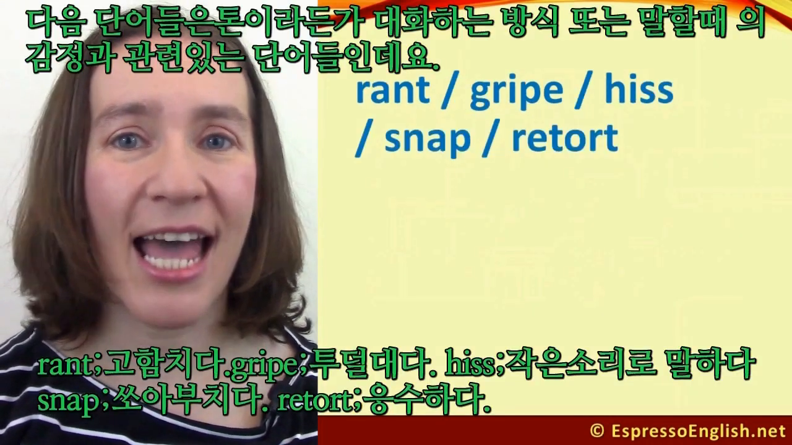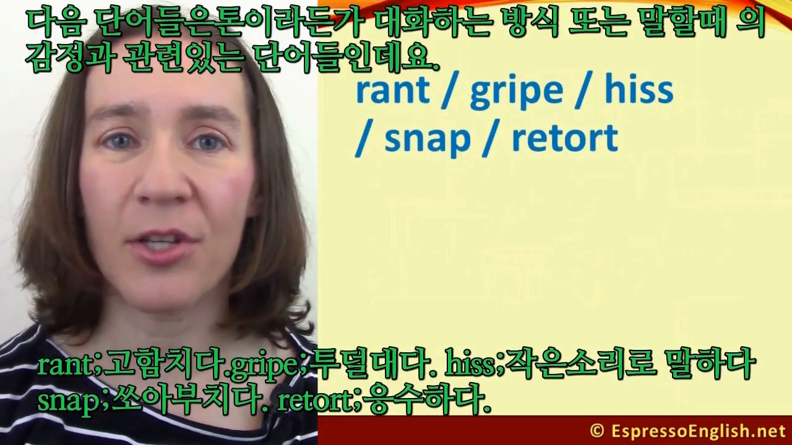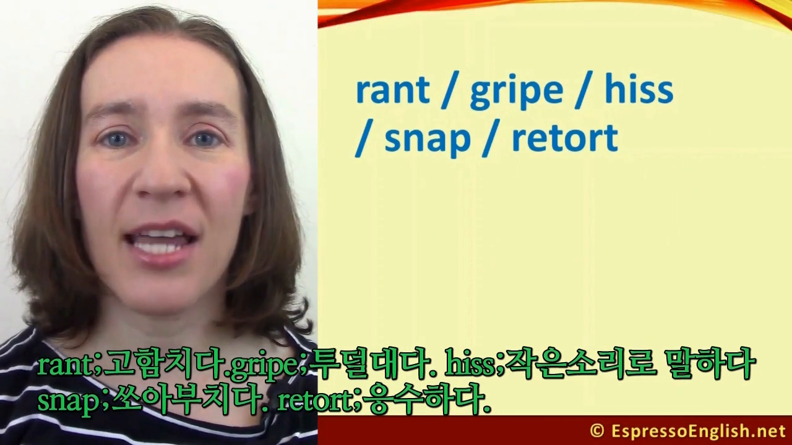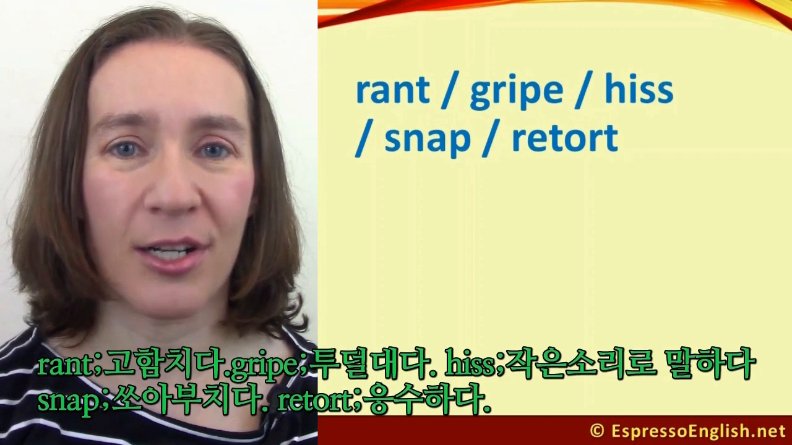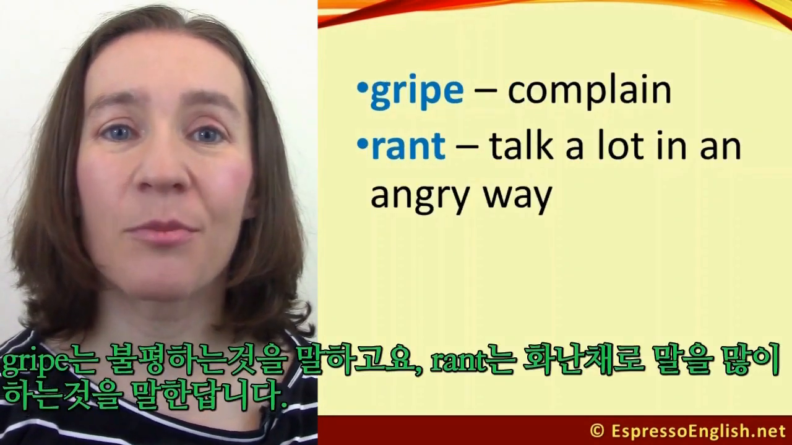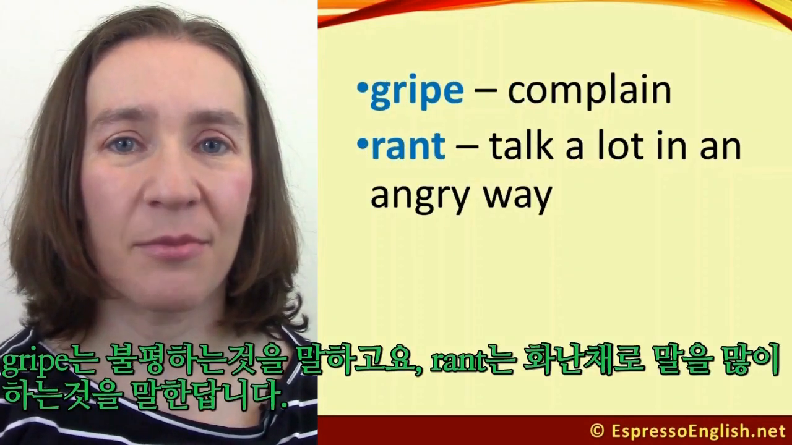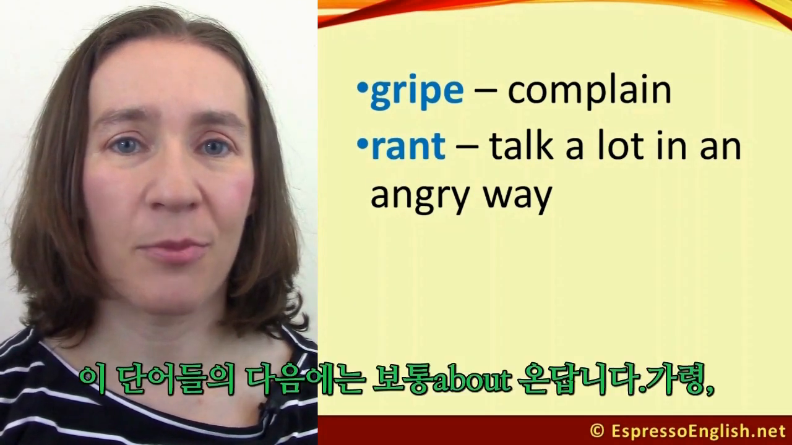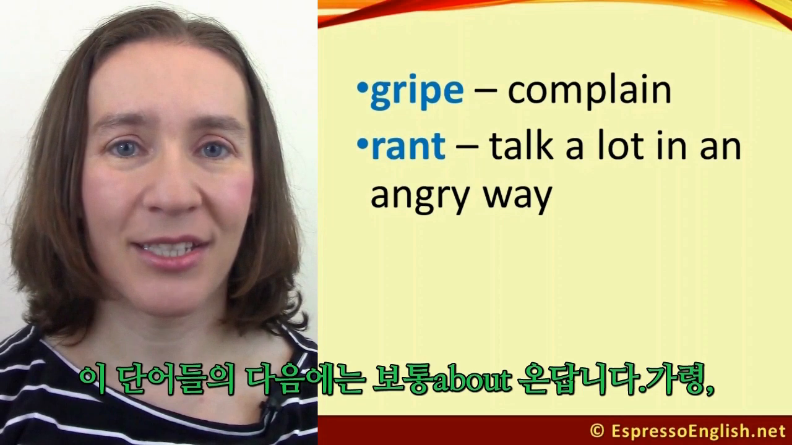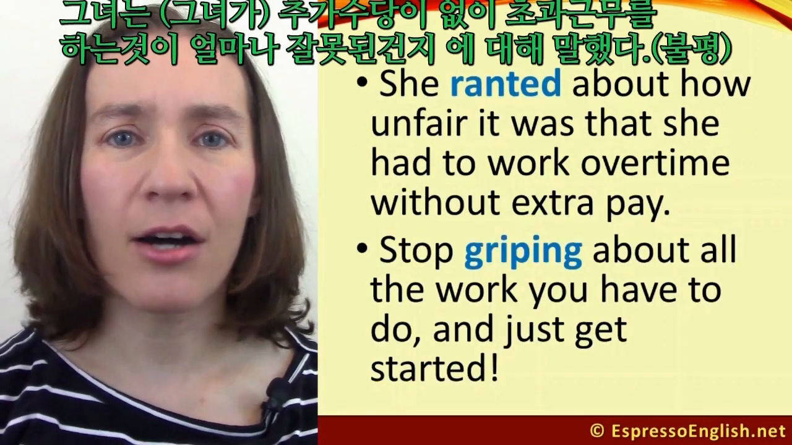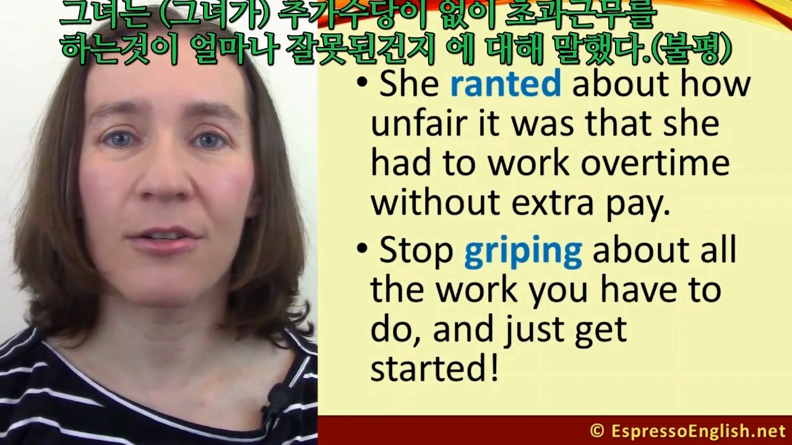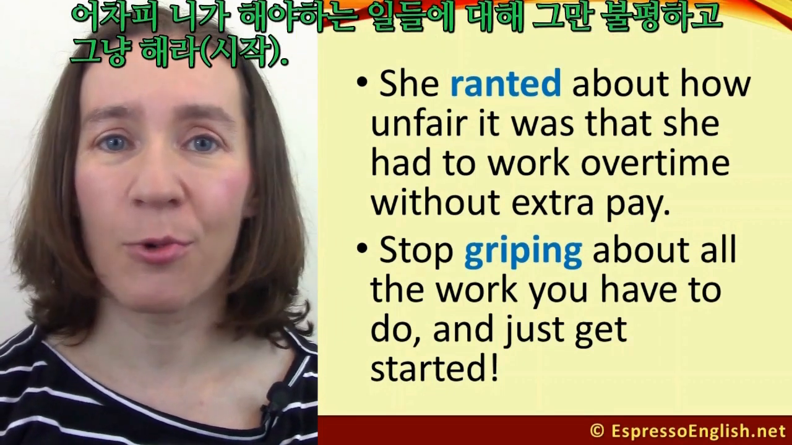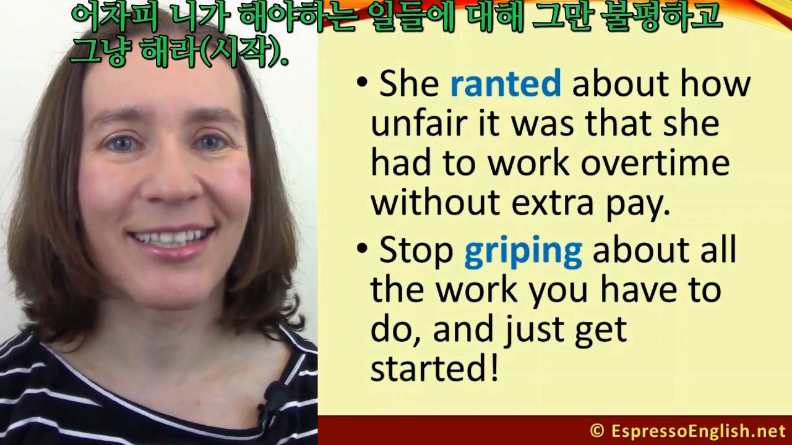Next, we have some words that have to do with the tone or way of talking as well as the emotion when speaking. Rant, gripe, hiss, snap, and retort. To gripe means to complain, and to rant means to talk a lot in an angry way. These verbs are usually followed by about. For example, she ranted about how unfair it was that she had to work overtime without extra pay. Stop griping about all the work you have to do and just get started.